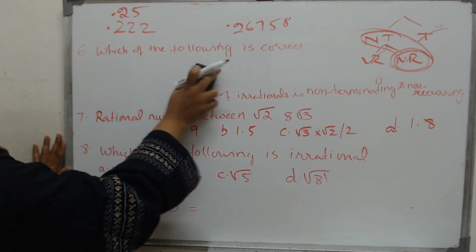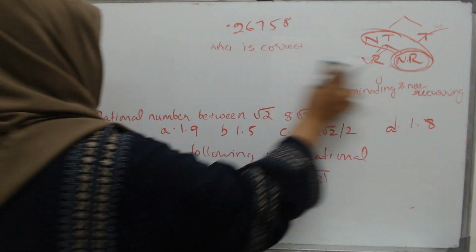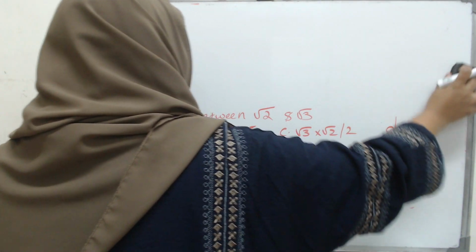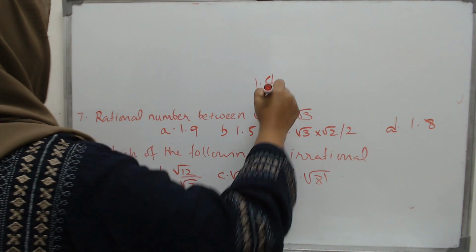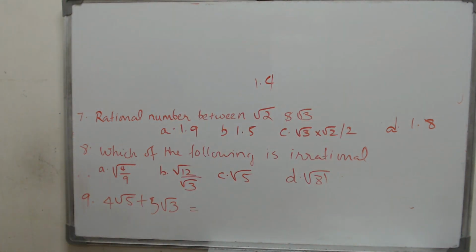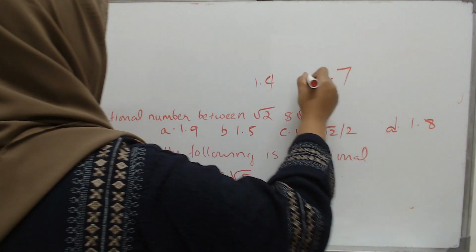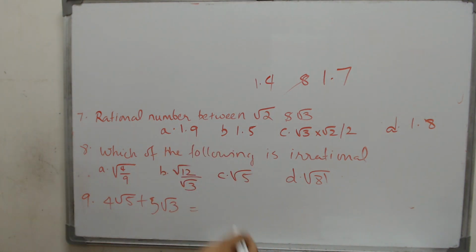Now look at the next question. You want a rational number between what? Root 2 and root 3. What is root 2? It is 1.4 something something. And then what is root 3? It will be 1.7. Between these two numbers, which do you see? Here. This is your answer.